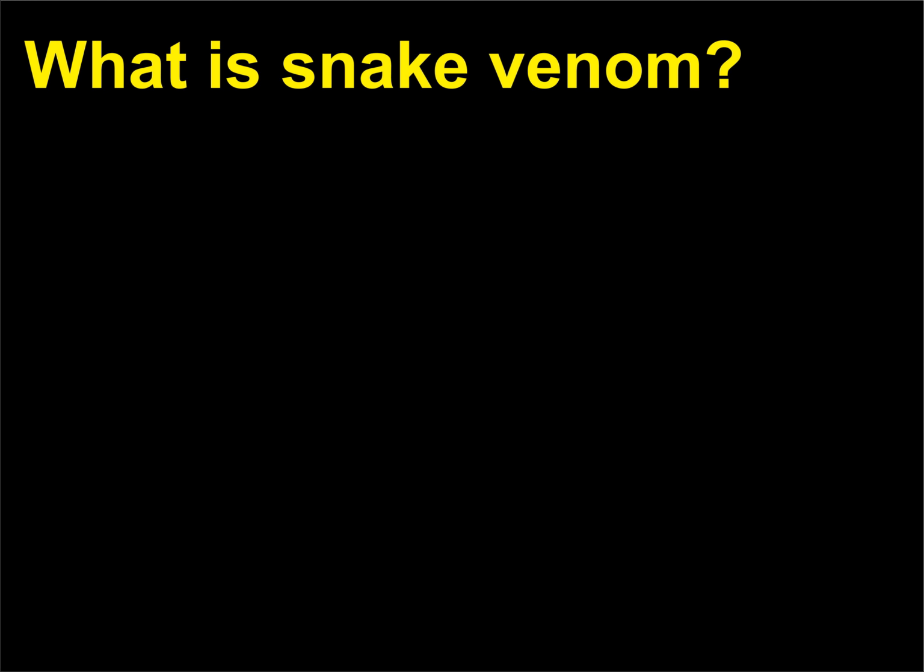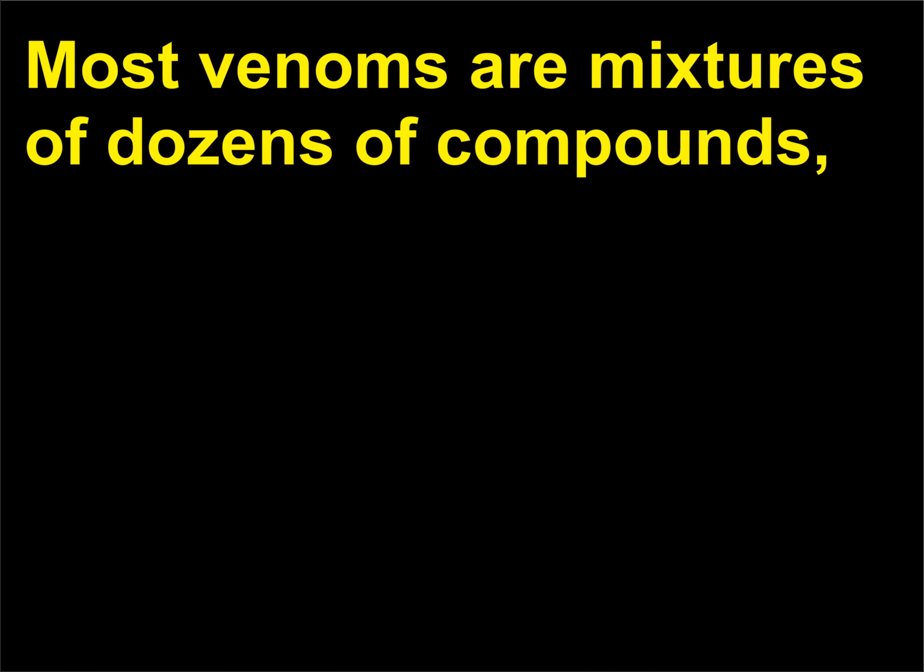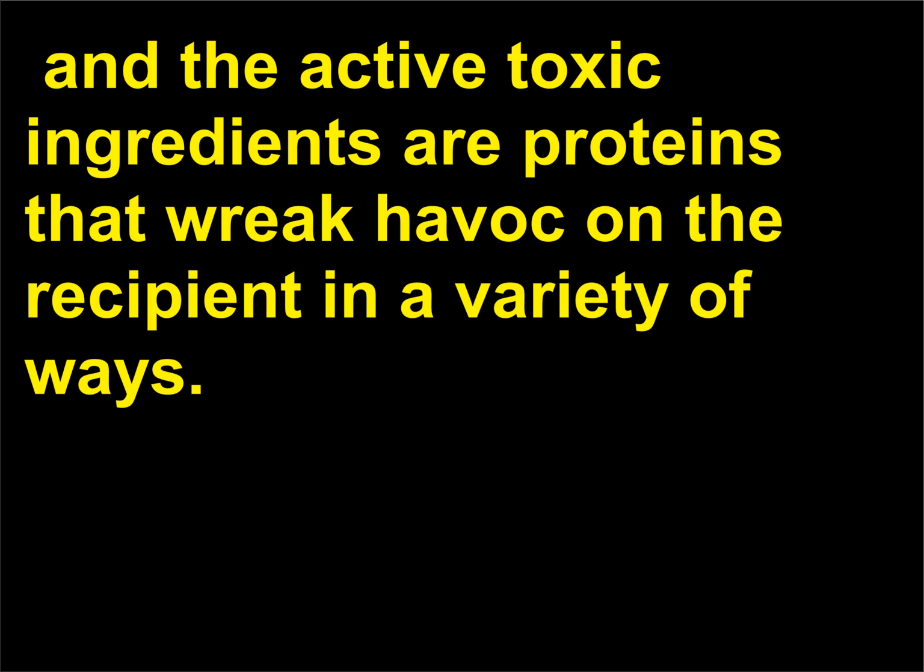What is snake venom? Most venoms are mixtures of dozens of compounds. And the active toxic ingredients are proteins that wreak havoc on the recipient in a variety of ways.